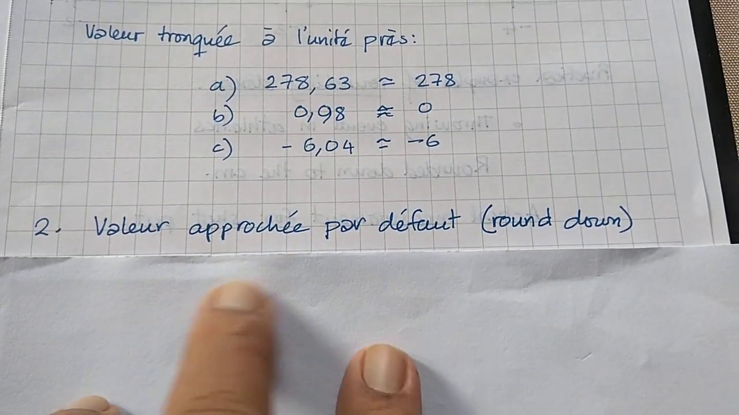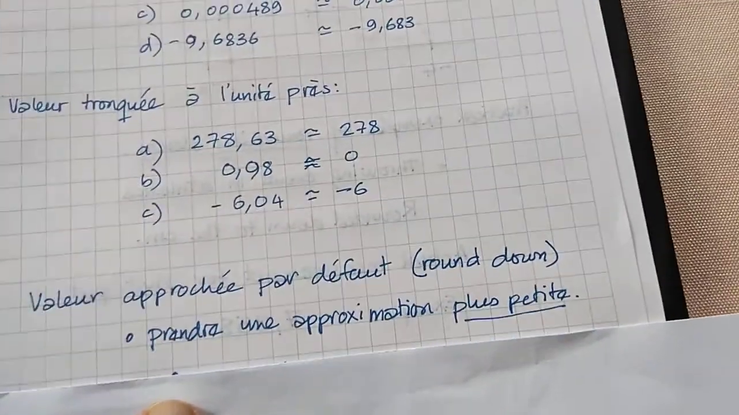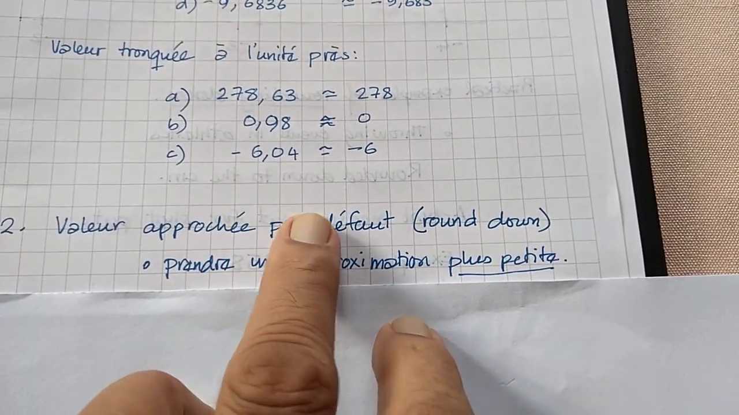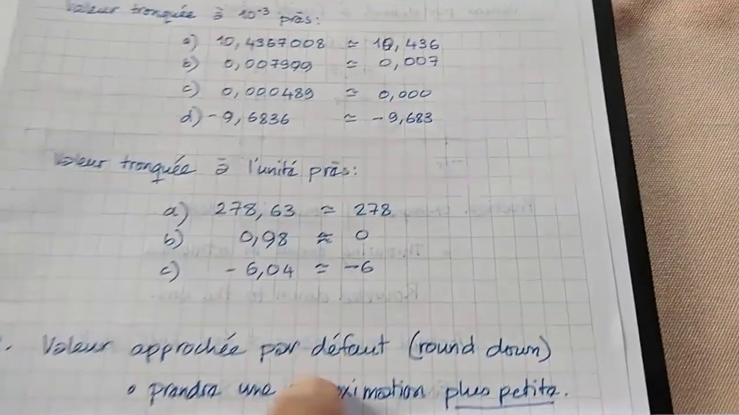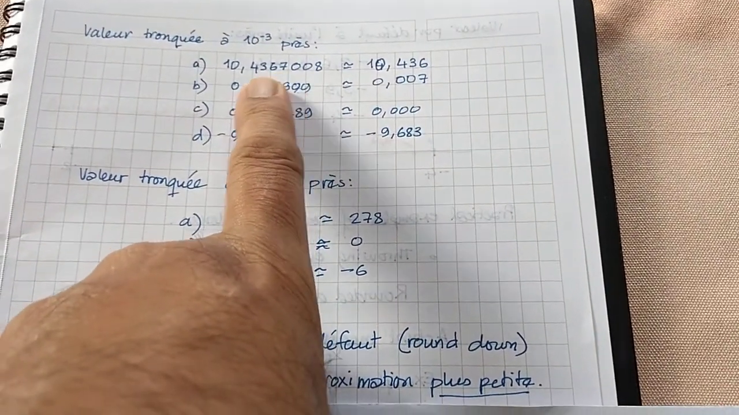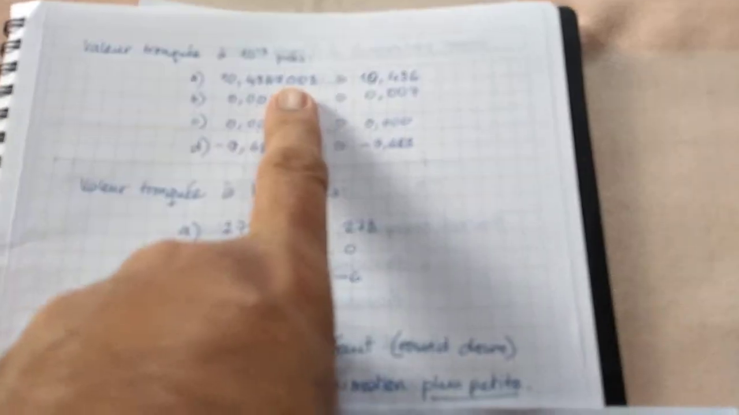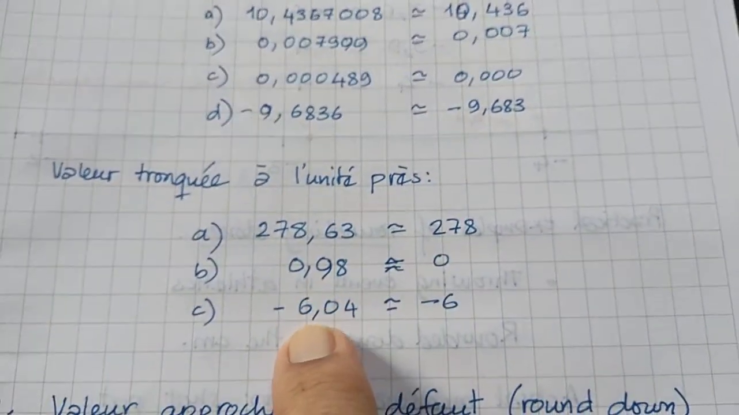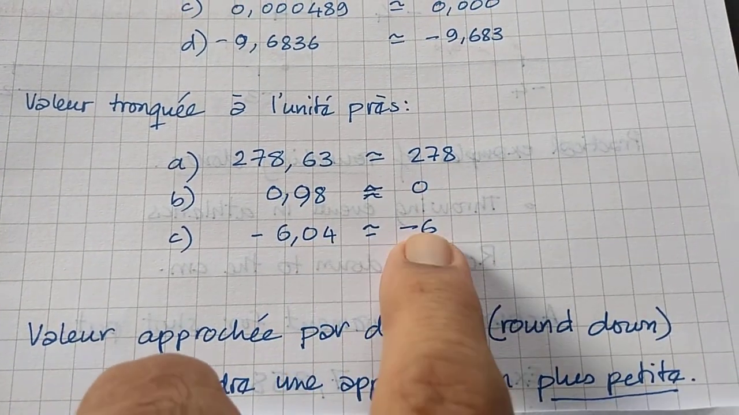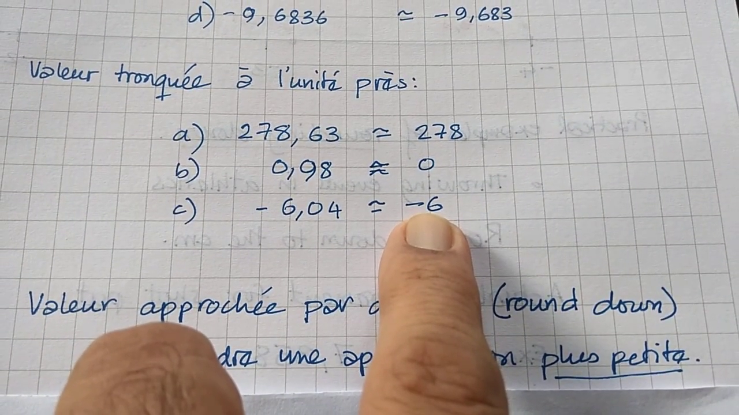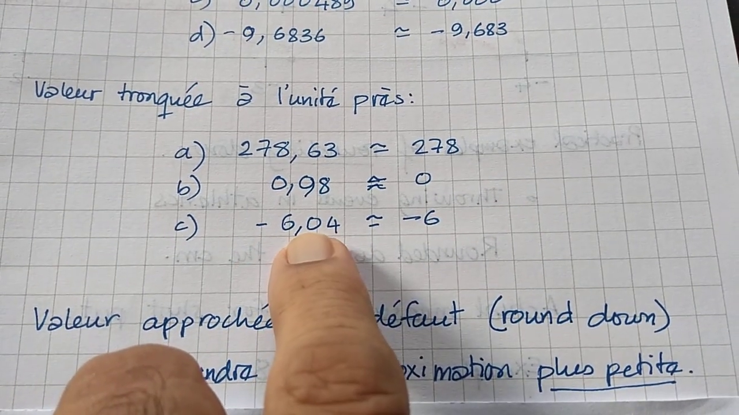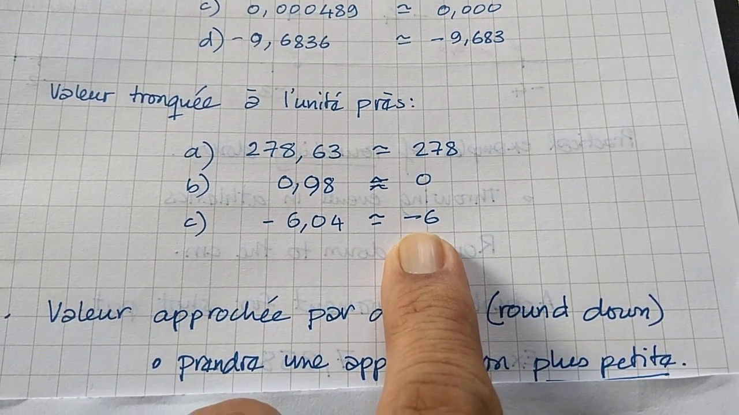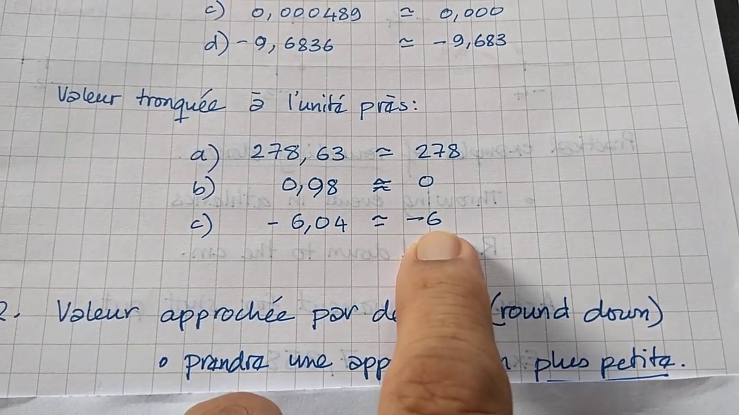Okay, valeur approchée par défaut, round down. So here it says prendre une approximation plus petite. So that means the number you take will always be smaller. And you are thinking that this is true here also, no? That this number is always smaller than this because you are removing the extra digits and you get a smaller number. Not really. See, minus 6.04 and minus 6, which number is smaller? This number is smaller because it comes to the left of this number on the number line. This number is smaller than this number.